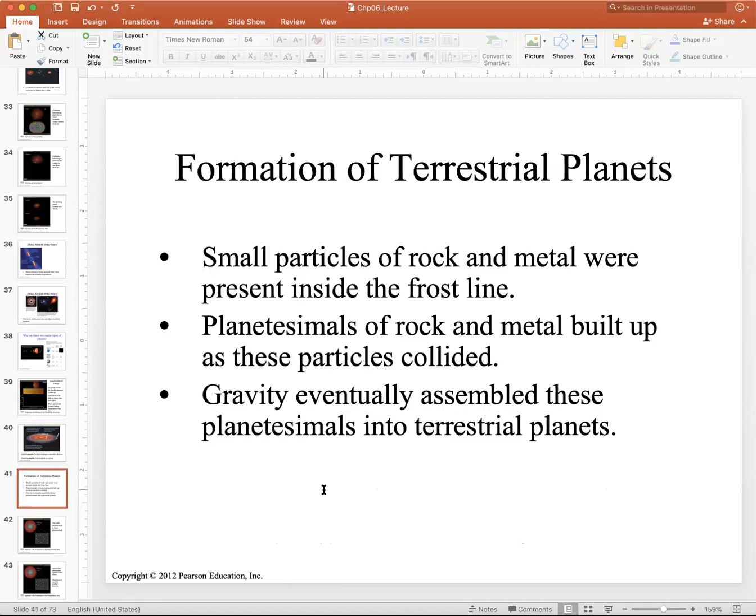So smaller particles of rock and metal were present inside the frost line. I was just talking about it. And the planetesimals of rock and metal built up of these particles that collided. So gravity eventually assembled these planetesimals into terrestrial planets.